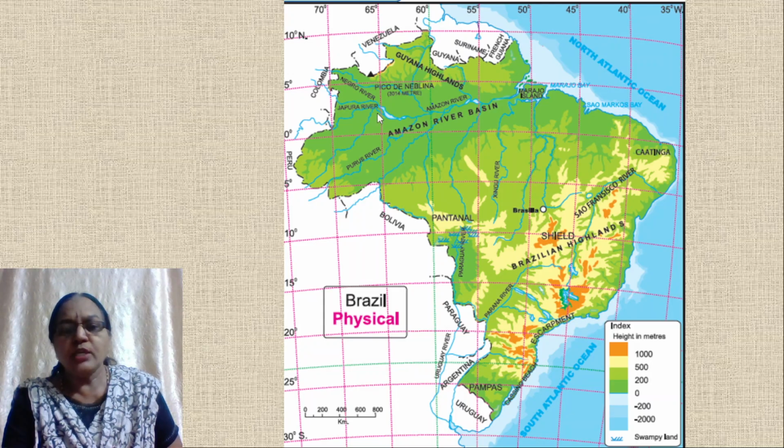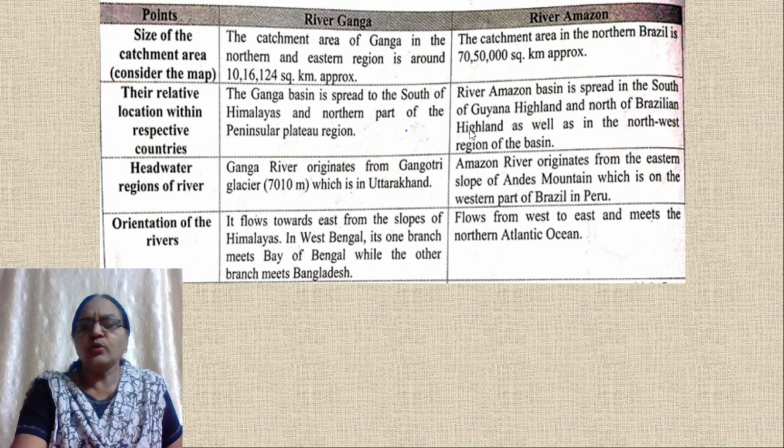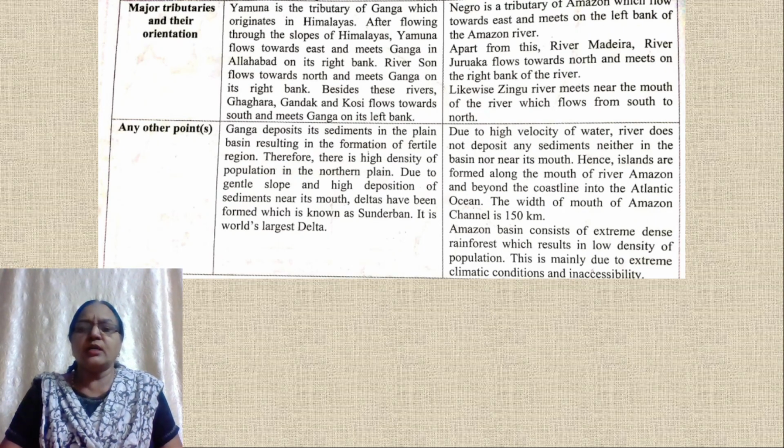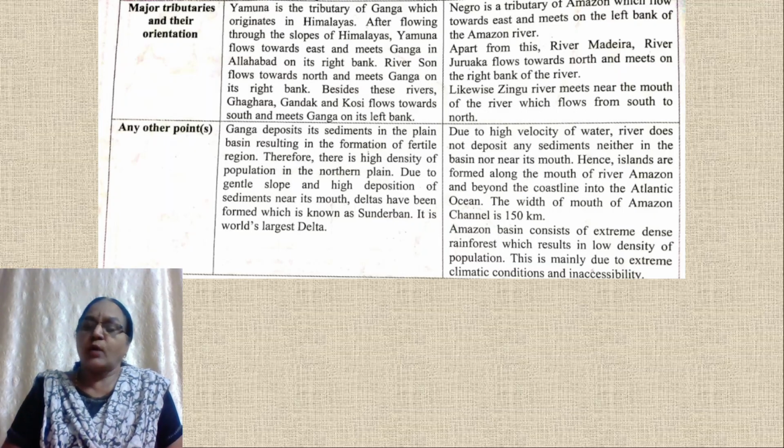So look at the tributaries. We have Negro. This is the Amazon River. These are the various tributaries of the river. There's a Negro River here, Japura, Purus. So the Xingu River meets the Amazon River at the mouth, and it flows from the south to the north.